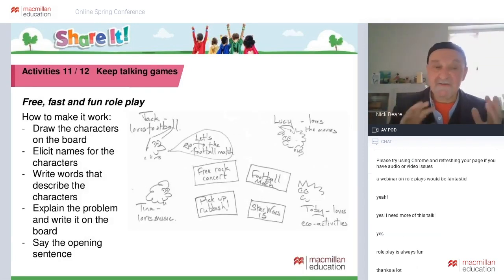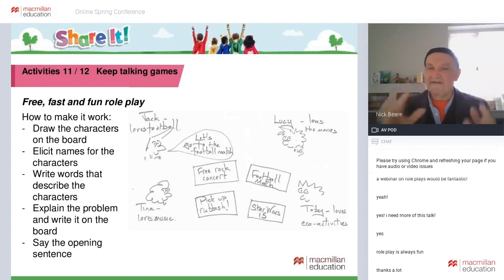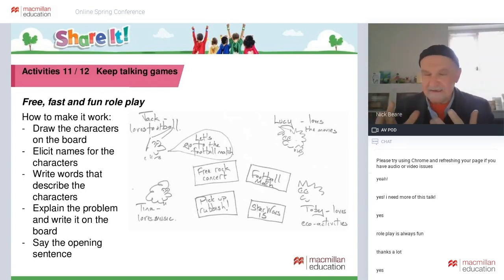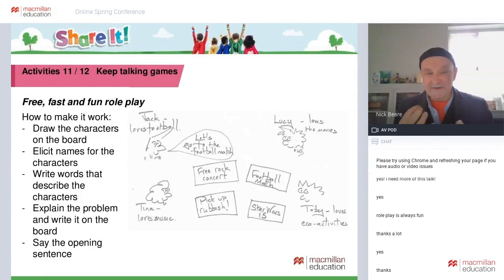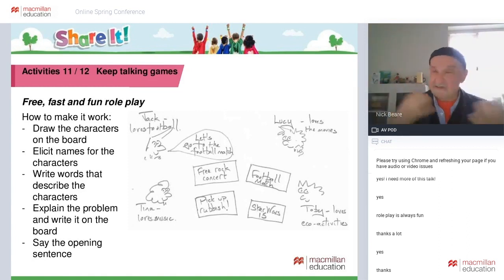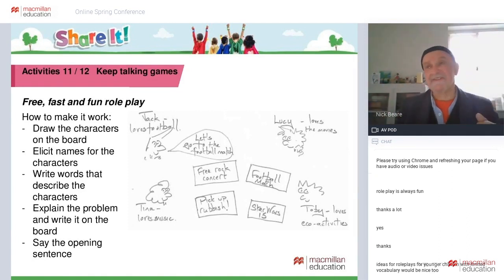Because I think it's really important to get these right. So basically, what you're doing with a role play is you've got to make it clear to the students what they're going to be saying, and you've got to make them want to say it. But we don't want to practice too much beforehand. So these are my rules, and actually, generally speaking, they always work.